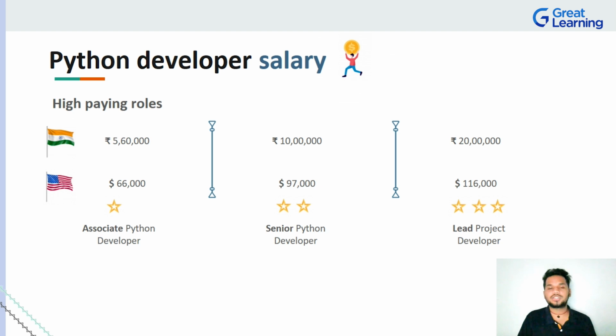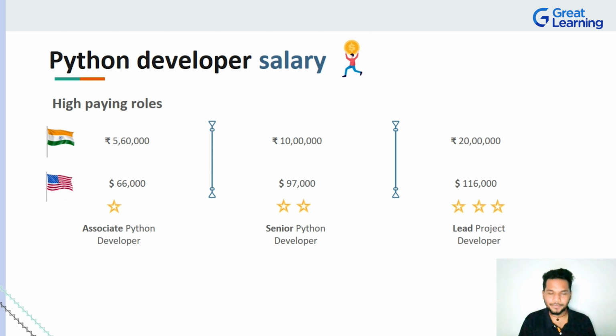With 1 or 2 years of experience, you can become a senior Python developer to get an average salary of 10 lakhs per annum, and in the US, it's somewhere around $100,000. With 3, 4, 5, 6 years of experience, you'll become a lead project developer where you'll probably be managing a team and managing Python development there. Average salaries go up from 20 lakhs per annum, and in the US, it's somewhere around $116,000.